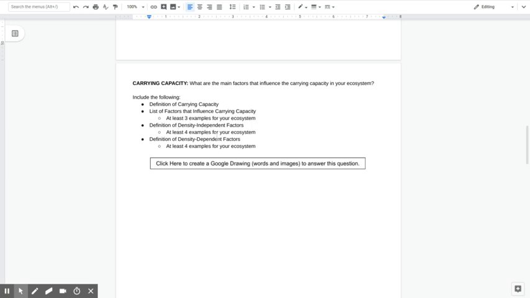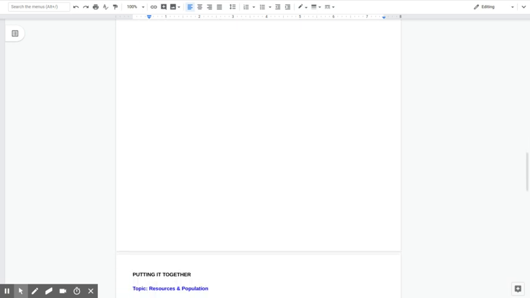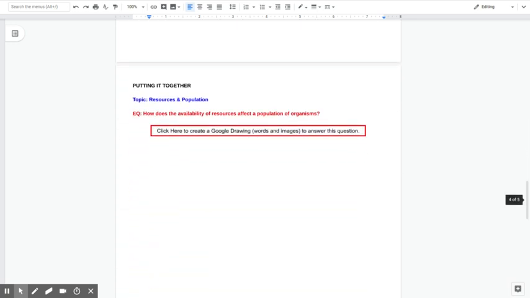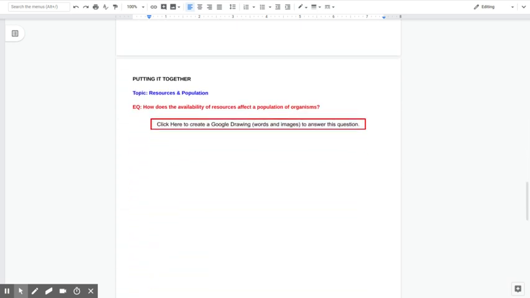If you're confused, look back at your videos from that lesson or the guided reading or the article. Finally, putting it all together, answering the question, how does the availability of resources affect a population of organisms? And once again, putting it all together, taking your information about resources, their availability, population, if they're dependent on the number of organisms in the area, if they're dependent on abiotic factors or biotic factors, and putting that all once again in a Google Draw.